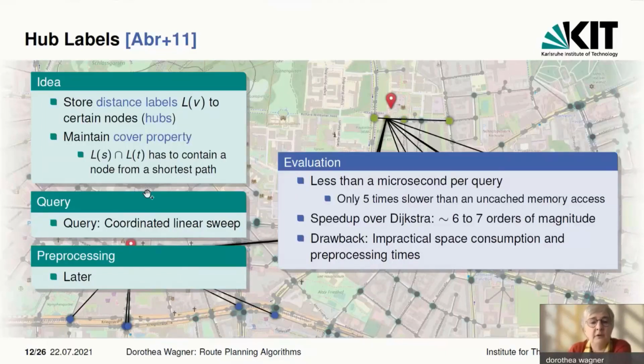If we have a good set of labels, then the query can be very, very fast. It's only 5 times slower than just looking up the shortest path in a pre-computed set of all shortest paths, which means it's a speed up over Dijkstra of 6 to 7 orders of magnitude. That's a factor of 1 million to 10 million. This is really fast, but the drawback is the space consumption is impracticable. The same holds for the pre-processing time. Both are not practical. But this is more or less the fastest one can reach.